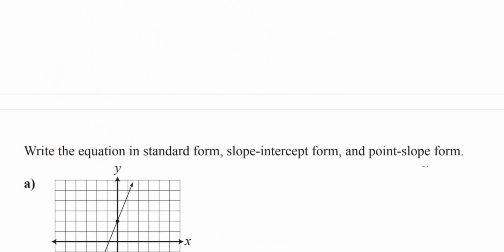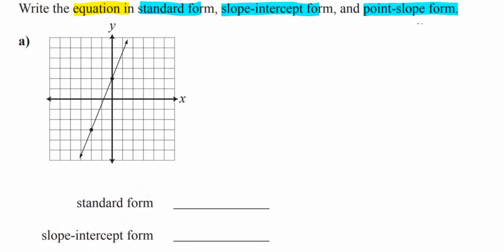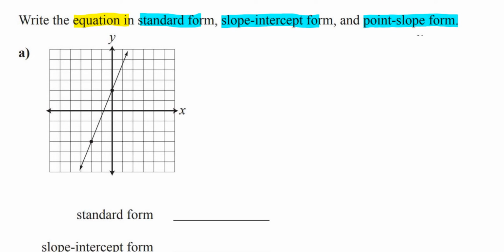Okay, let's move on to the final questions on this homework video guide, question number 11. For question number 11, we're given this graph, and I need to write the equation in standard form, slope-intercept form, and point-slope form. So we need to write the equation 3 times in the 3 different methods.